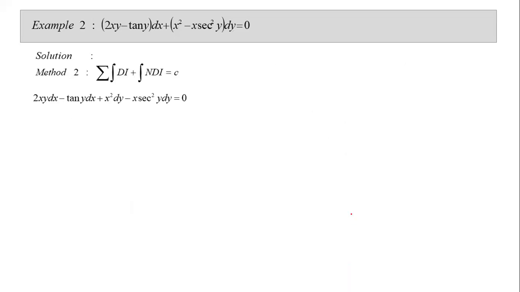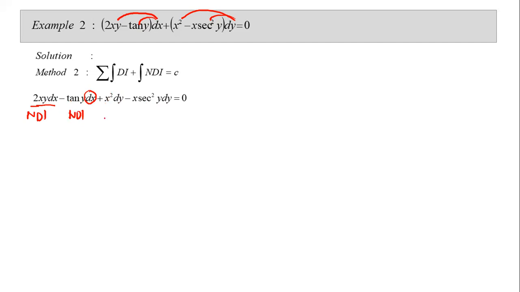And then if you want to do method number 2, that's the summation of the integral of the direct integrable plus the integral of the non-direct integrable. So you shall distribute this dx, each term inside, to determine which one is the direct integrable and which one is the non-direct integrable. So you shall have 2xy dx, tangent y dx, x squared dy, x secant squared y dy. And you will observe that this is xy. Yeah, that's the non-direct integrable. This is tangent y and it goes along with dx. So this is non-direct integrable.